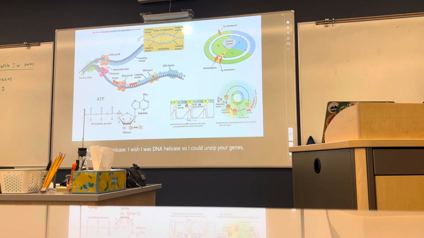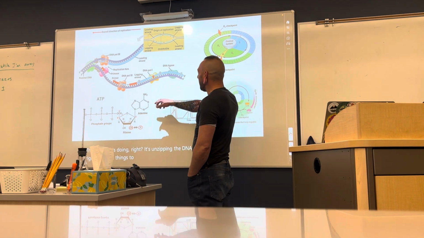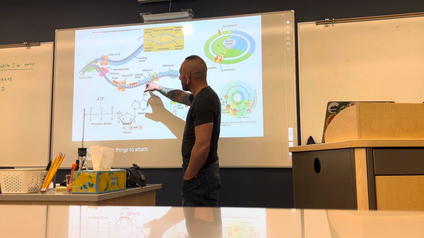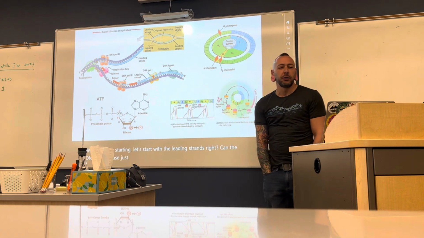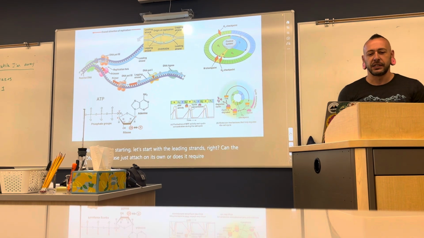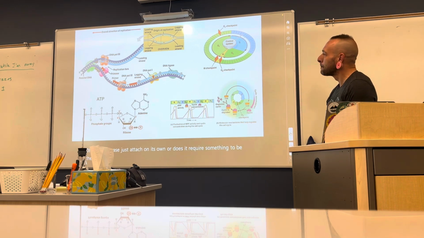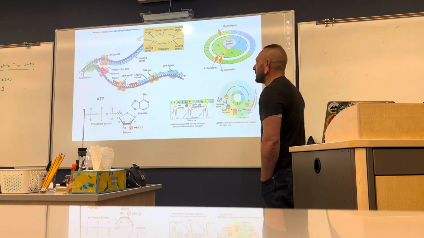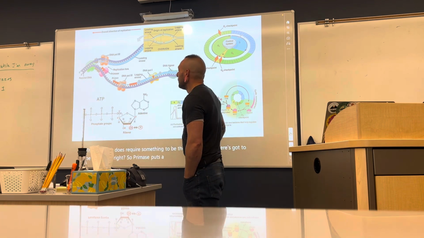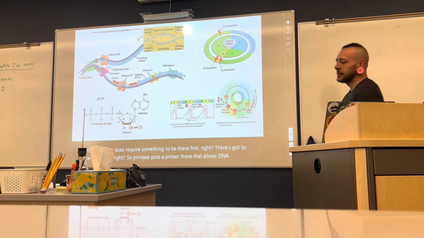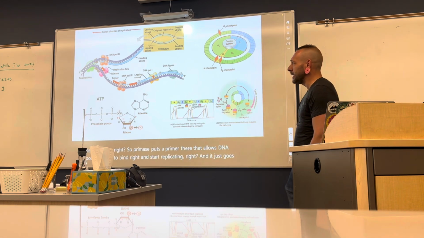That's what it's doing, it's unzipping the DNA there, to allow all these things to attach. Let's start with the leading strand. Can the DNA polymerase just attach on its own, or does it require something to be there first? That's right, it does require something to be there first. There's got to be a primase. So primase puts a primer there. That allows DNA polymerase 3 to bind and start replicating, and it just goes along down the leading strand.